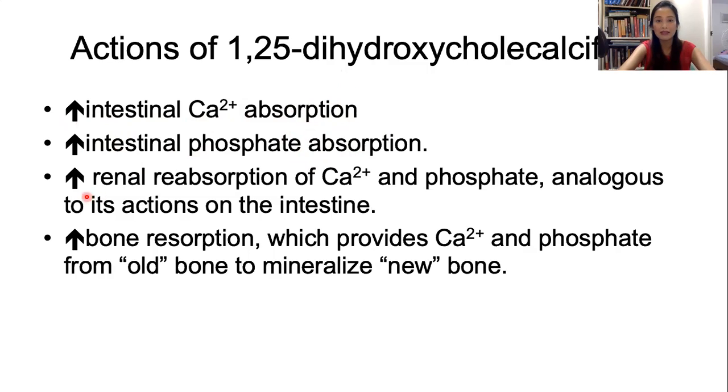And then in the kidneys, your vitamin D also facilitates increased renal reabsorption of calcium. So your activated vitamin D increases absorption both in the gut and in the kidneys of both calcium and phosphate. So the net effect will be to increase your calcium and increase your phosphate through the kidneys and the intestine. And it also promotes bone resorption, which provides calcium and phosphate from old bone to mineralize or form new bone.